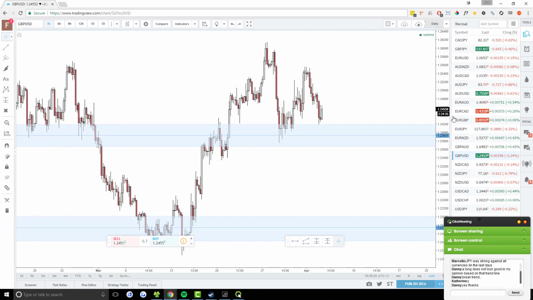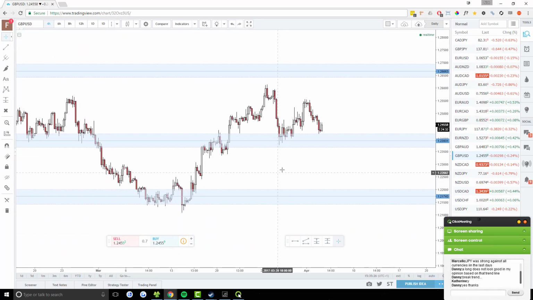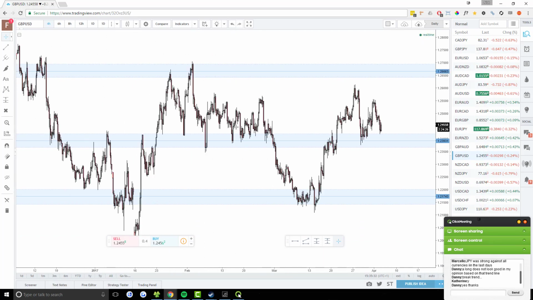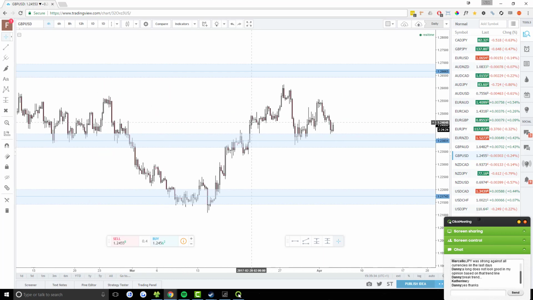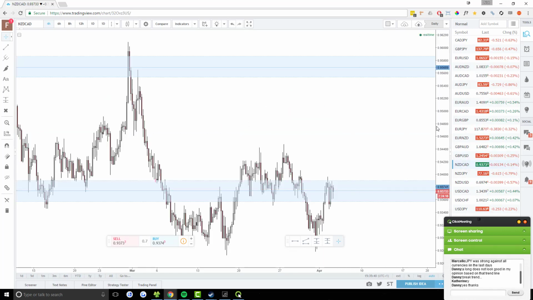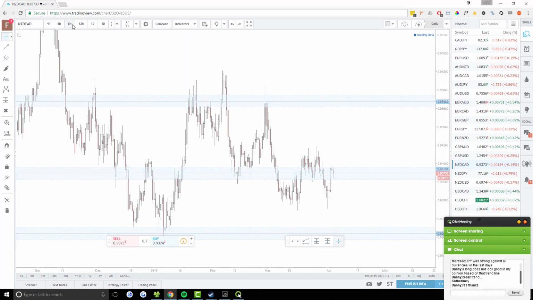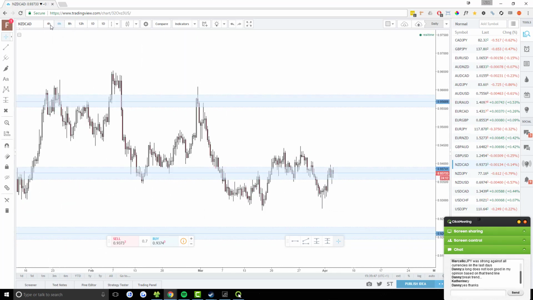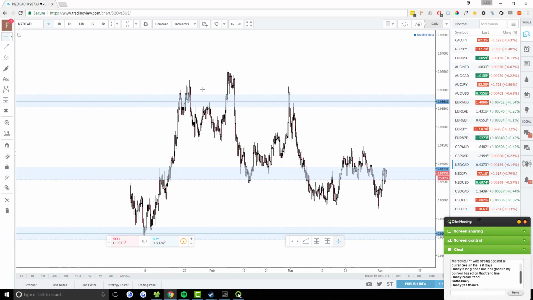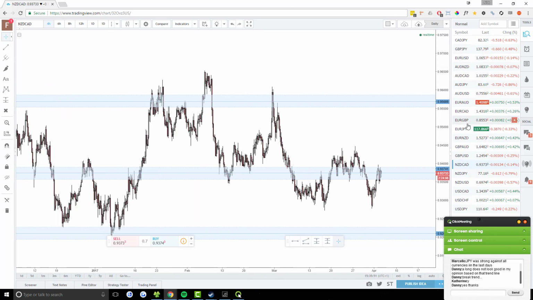GBP/USD is doing nothing really. I'm not really that interested in trading GBP/USD right now. It has been so messy with Brexit and everything. I'm just not really that into GBP/USD at the moment. New Zealand CAD, what's happening with New Zealand CAD? Yeah, potential continuation reversal, but it's way too messy for me to be interested.